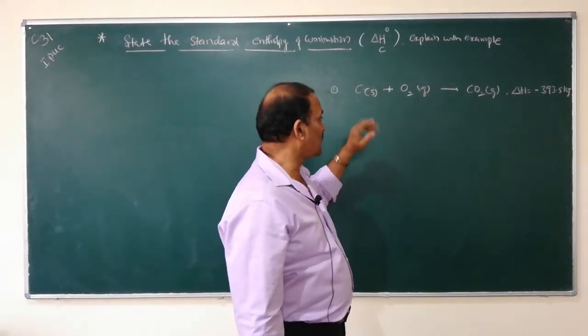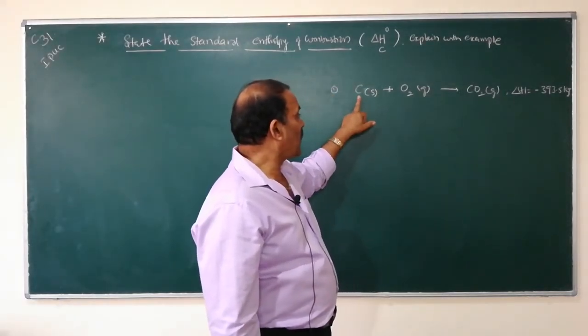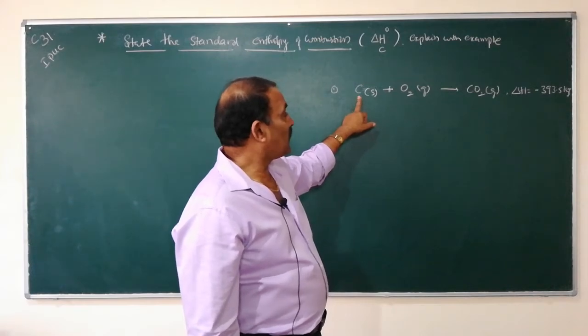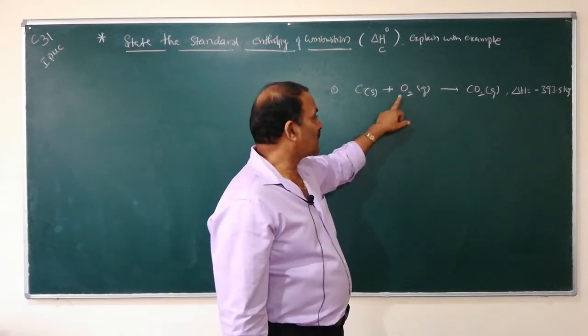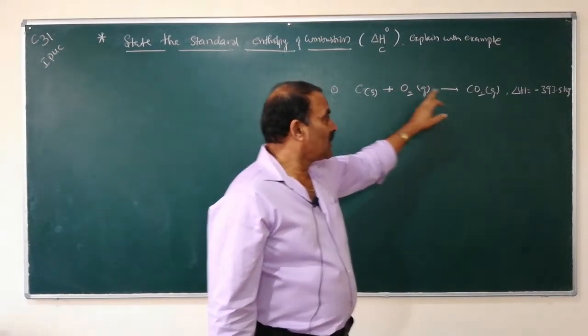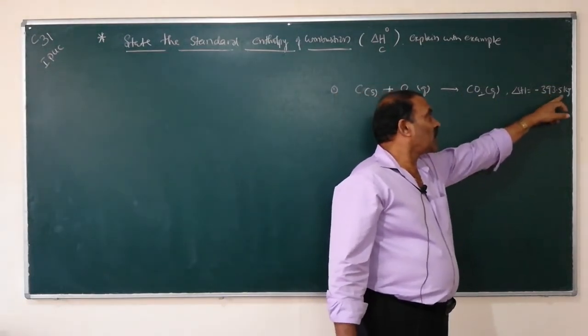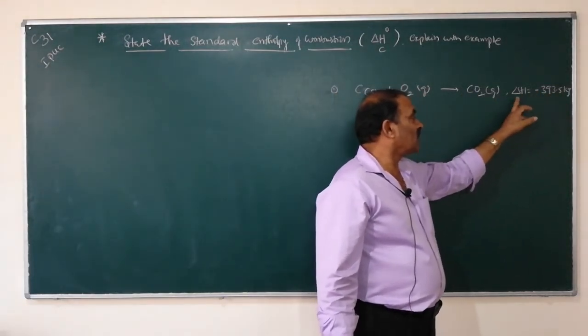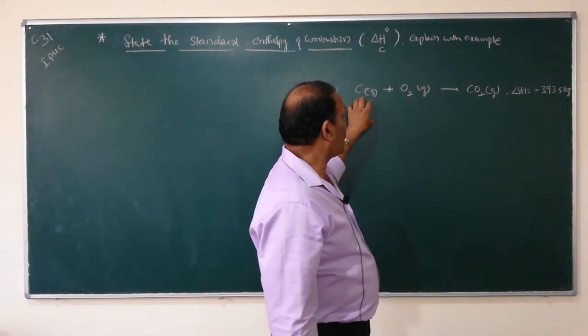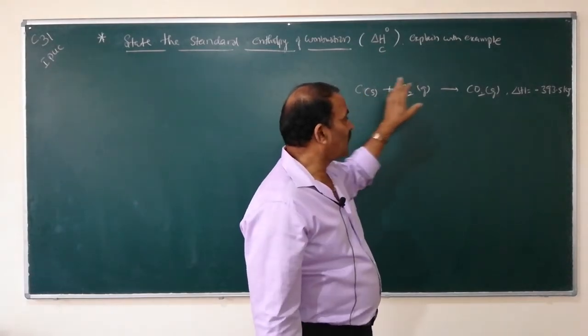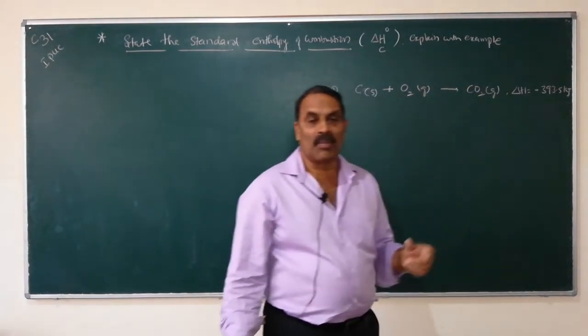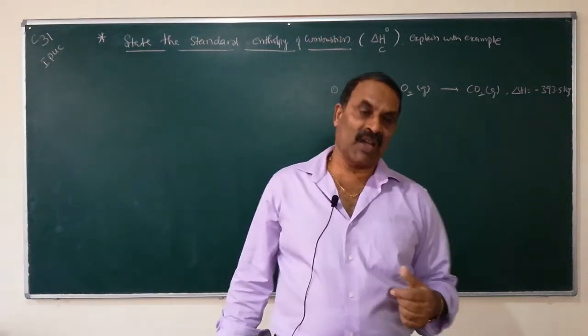So this is the first example. When 1 mole of carbon is completely burnt in excess of air or oxygen, 393.5 kilojoules of heat is liberated. Therefore, enthalpy of combustion of carbon is also equal to minus 393.5.